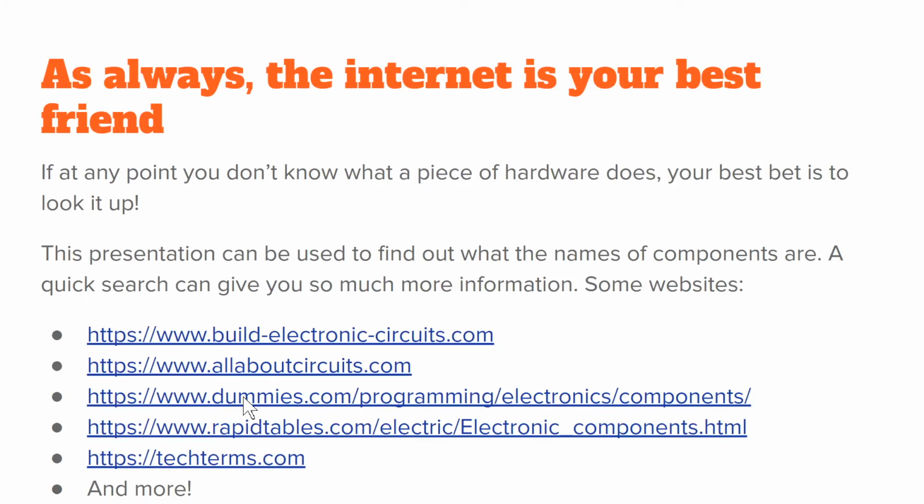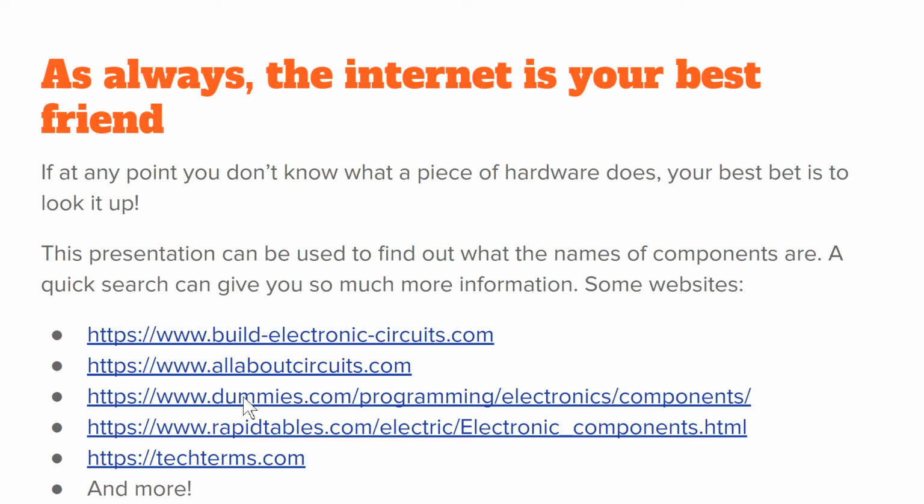And as always, the internet is your best friend with anything that involves technology. If at any point you don't know what a piece of hardware does, your best bet is to look it up. You can even do a Google image search if you don't even know what it's called. So if you have a resistor in front of you and you're like, what the heck is this? Take a picture of it, do a Google image search, and it'll show up. And this presentation can also be used to find the names of the components. That's why I included pictures on every slide. And a quick search can give you so much more information.